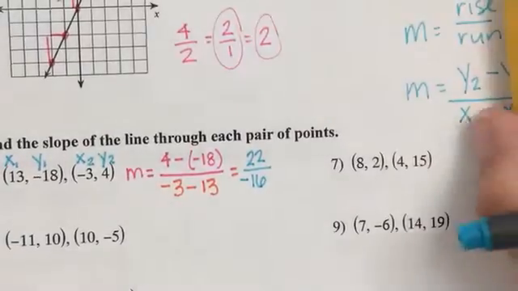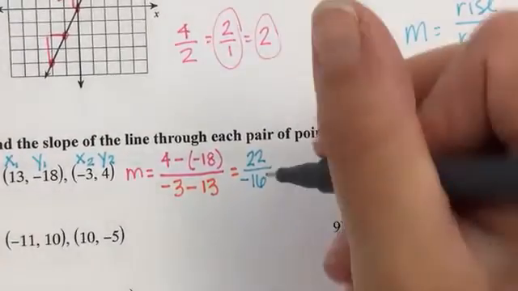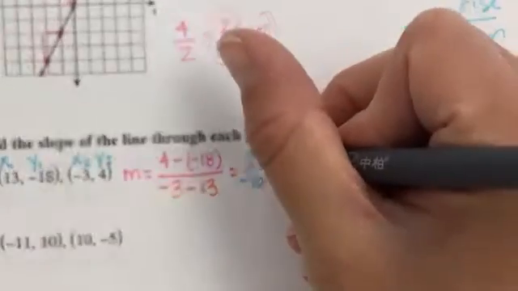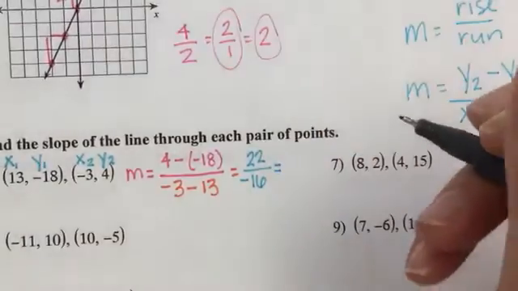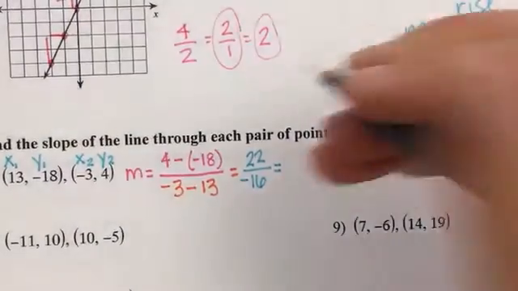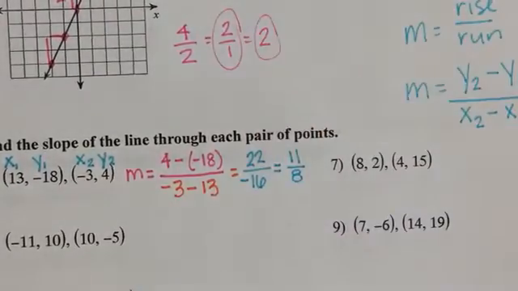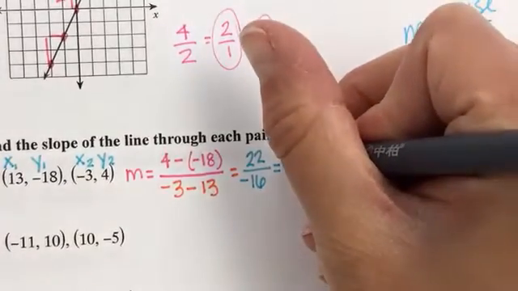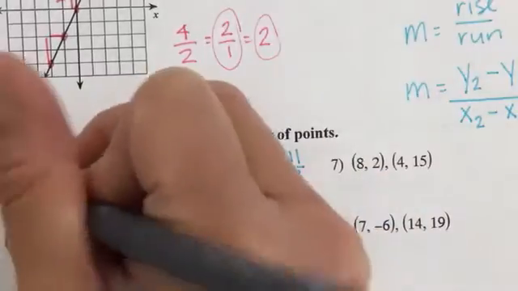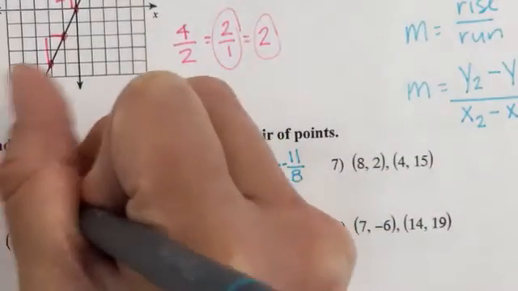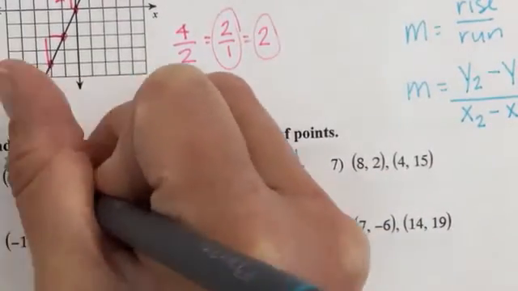Okay, so now your job though is to simplify this. So what number could go into both 22 and 16? 4? No, not 4. How about 2? Okay, so we get 11 eighths, and that's as simple as it can go. And then you're just going to put a negative out in front. So your answer is negative 11 eighths. And that's how you're going to write your answer.